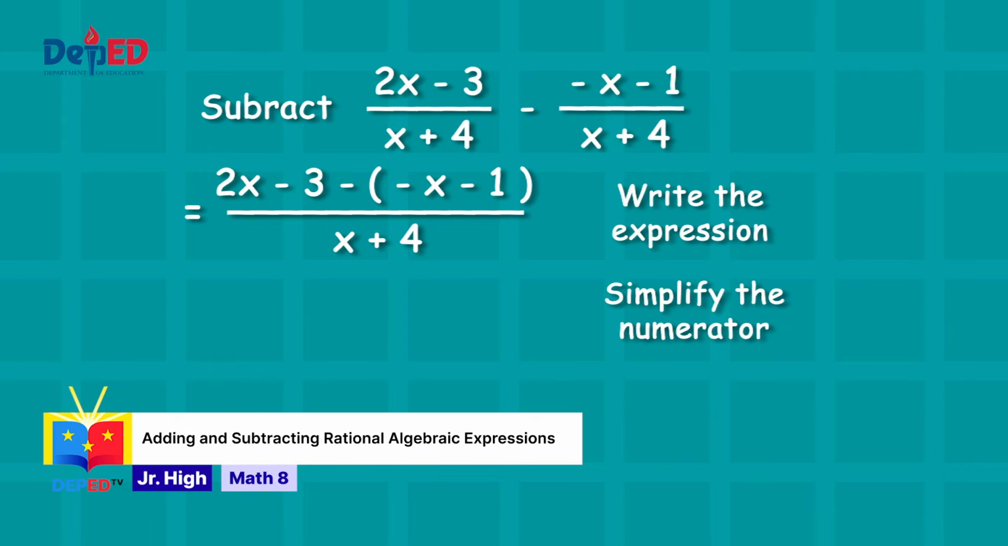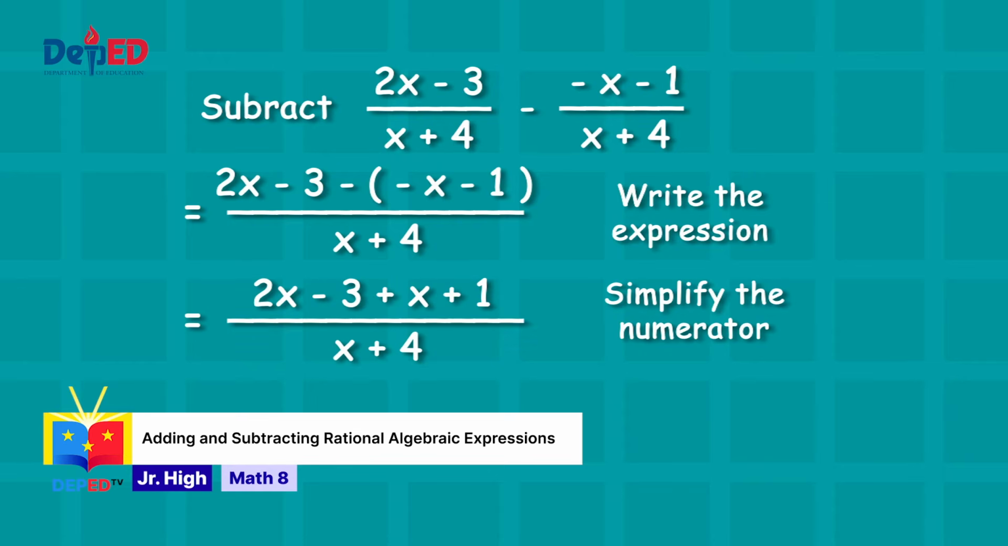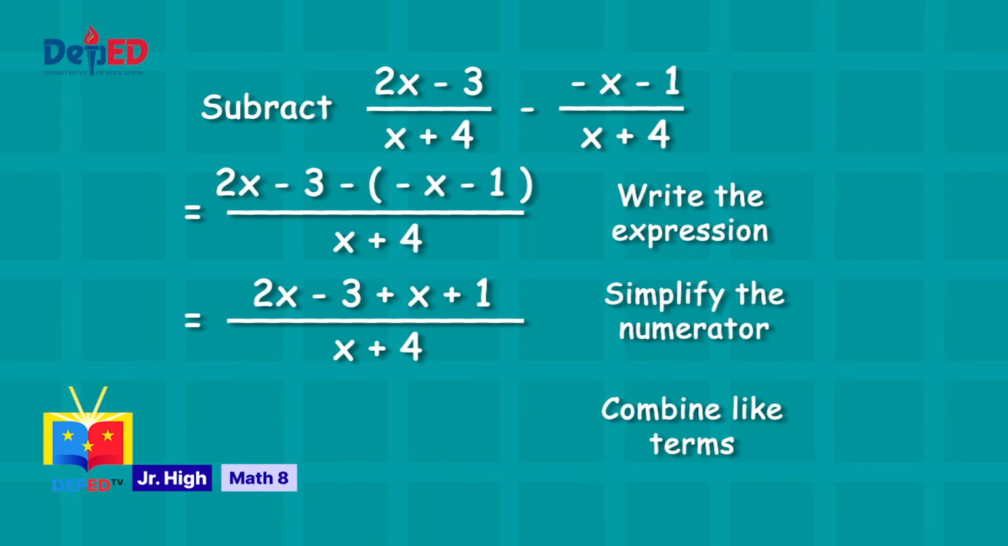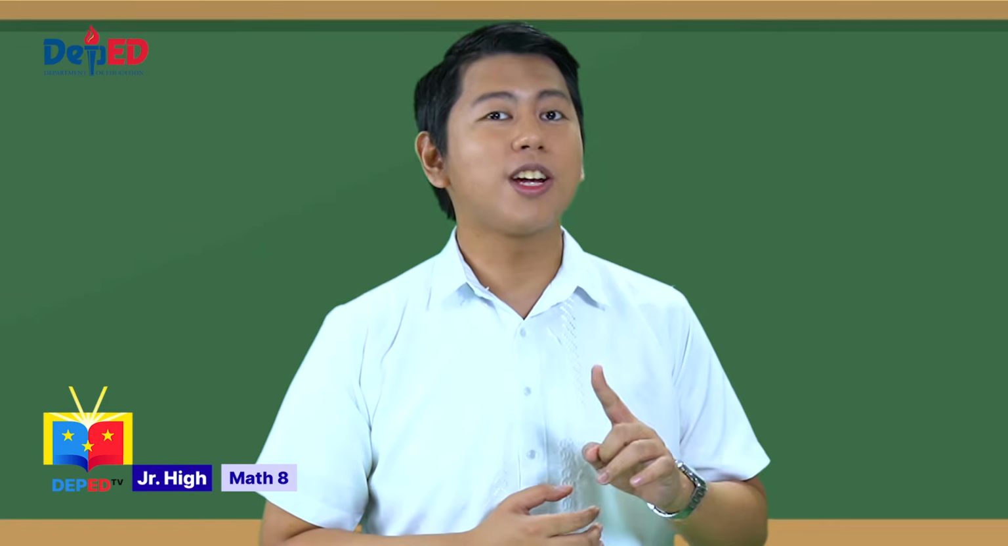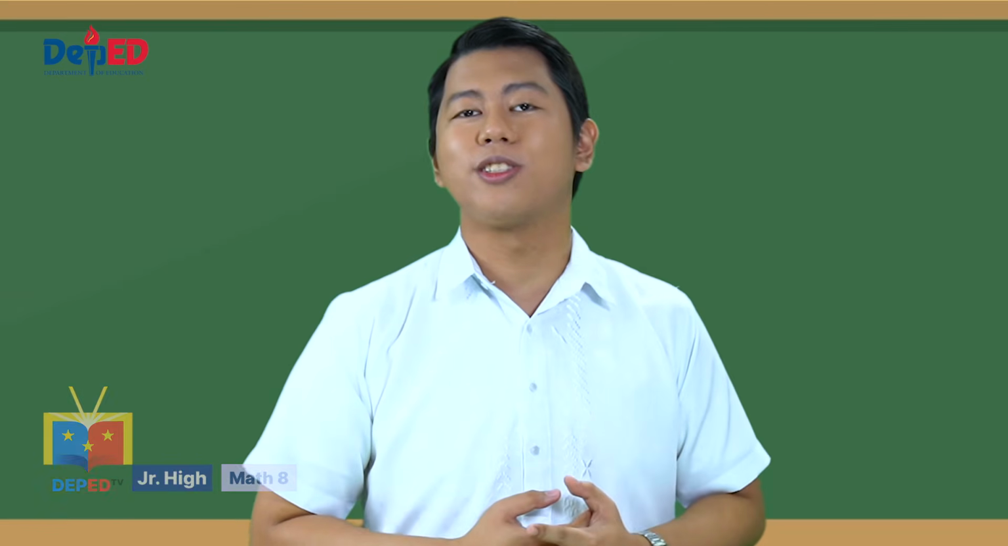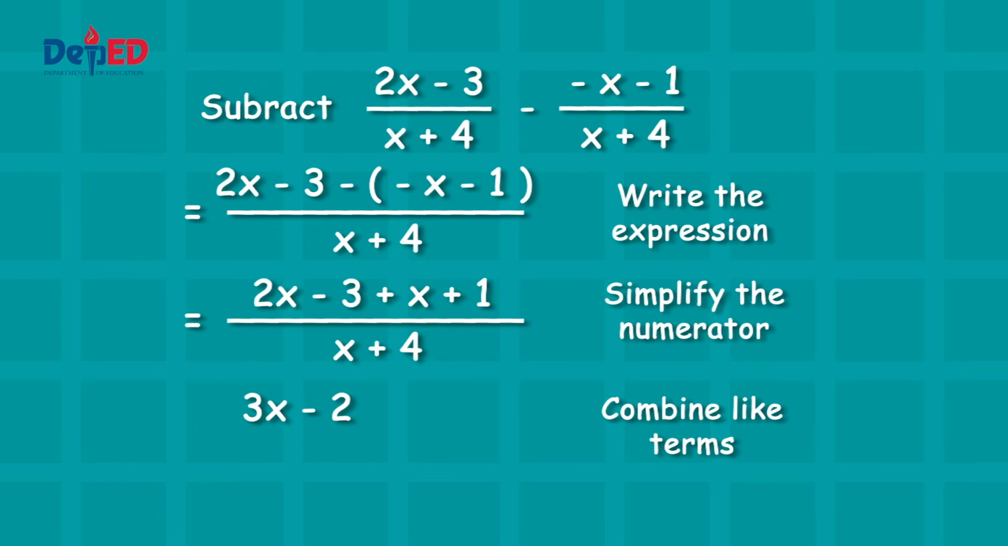Then we simplify the terms by multiplying negative 1 to the group, and we will have (2x - 3 + x + 1)/(x + 4). Can you now combine like terms in the numerator? We will have the final answer, or the difference, is the rational expression (3x - 2)/(x + 4). And this expression is already in its simplest form.